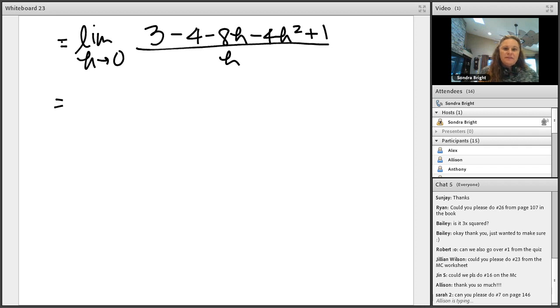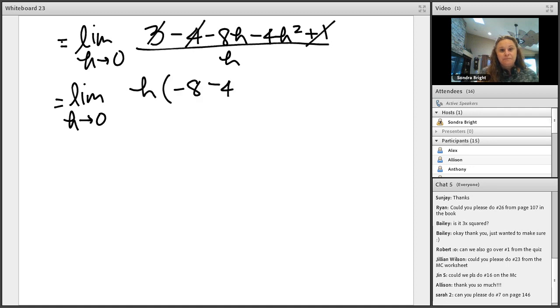And then this is the limit as h goes to 0 of 3 minus 4 is -1, and then you got the +1. So bye-bye. You get a -8h minus 4h squared. I'm going to factor out the h that they have in common so that it cancels with the h down below. And now you plug in the 0 into the h, and you don't write limit anymore. Once you actually plug it in, then you don't need to write the limit.